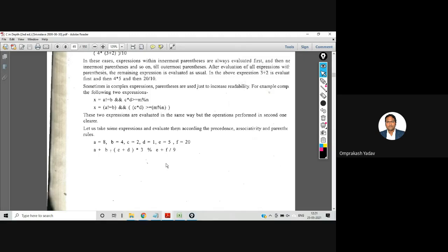This question should hardly take 2 minutes to solve. For solving this particular question, you must remember the priority or precedence and the associativity of the operators. If you observe clearly, all arithmetic operators are involved in this expression, so you must know their precedence and associativity.